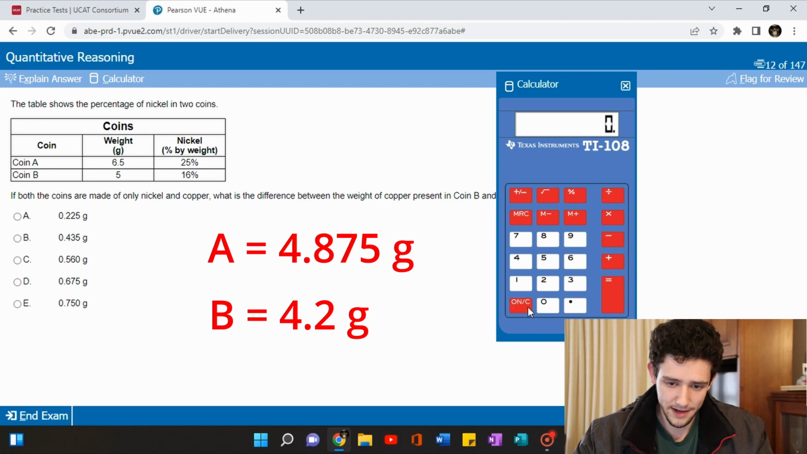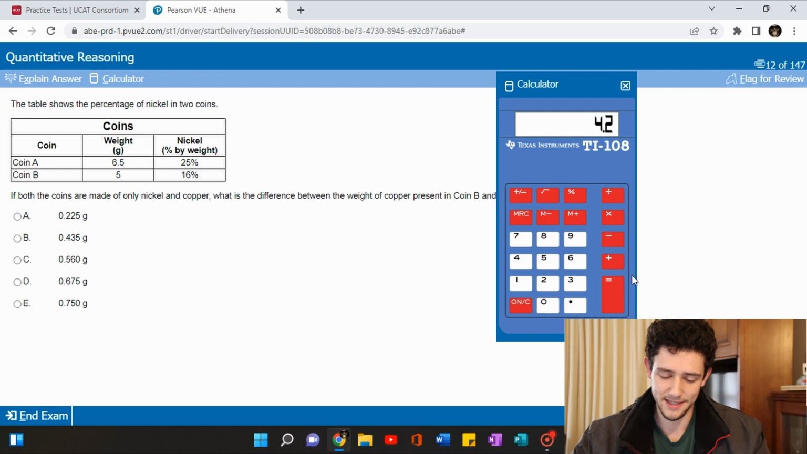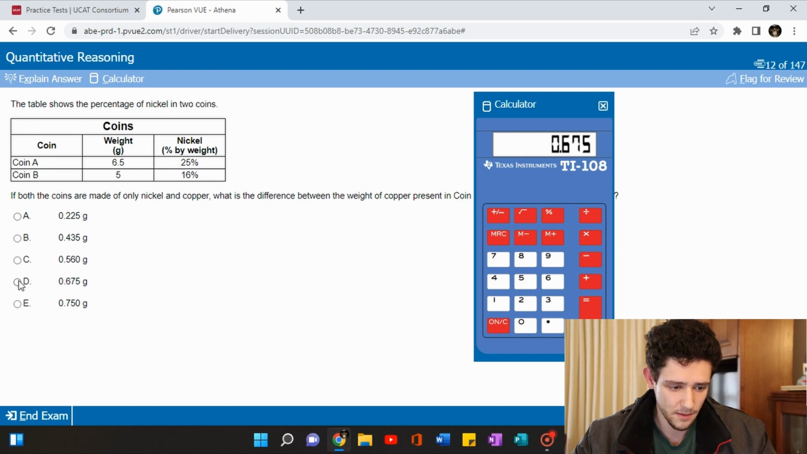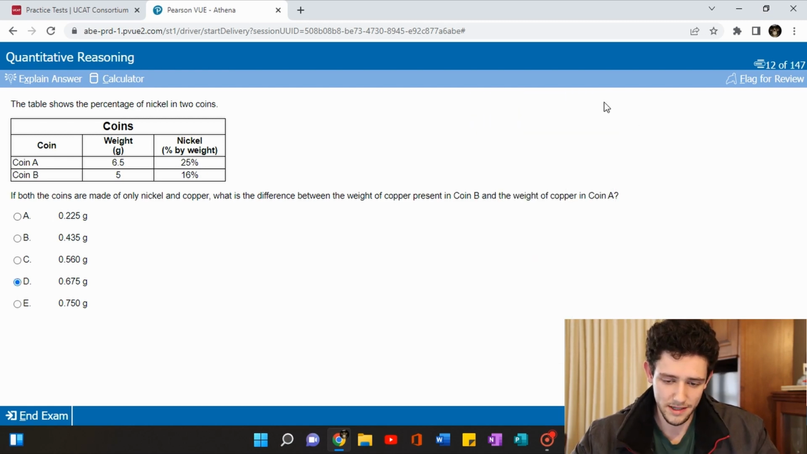In order to find the difference, you just do the largest number, subtract the smallest, so 8.875, take away 4.2. You could have done this in your head, but for the video, it makes more sense. So 0.675 grams, which is answer D. So that's one question down.